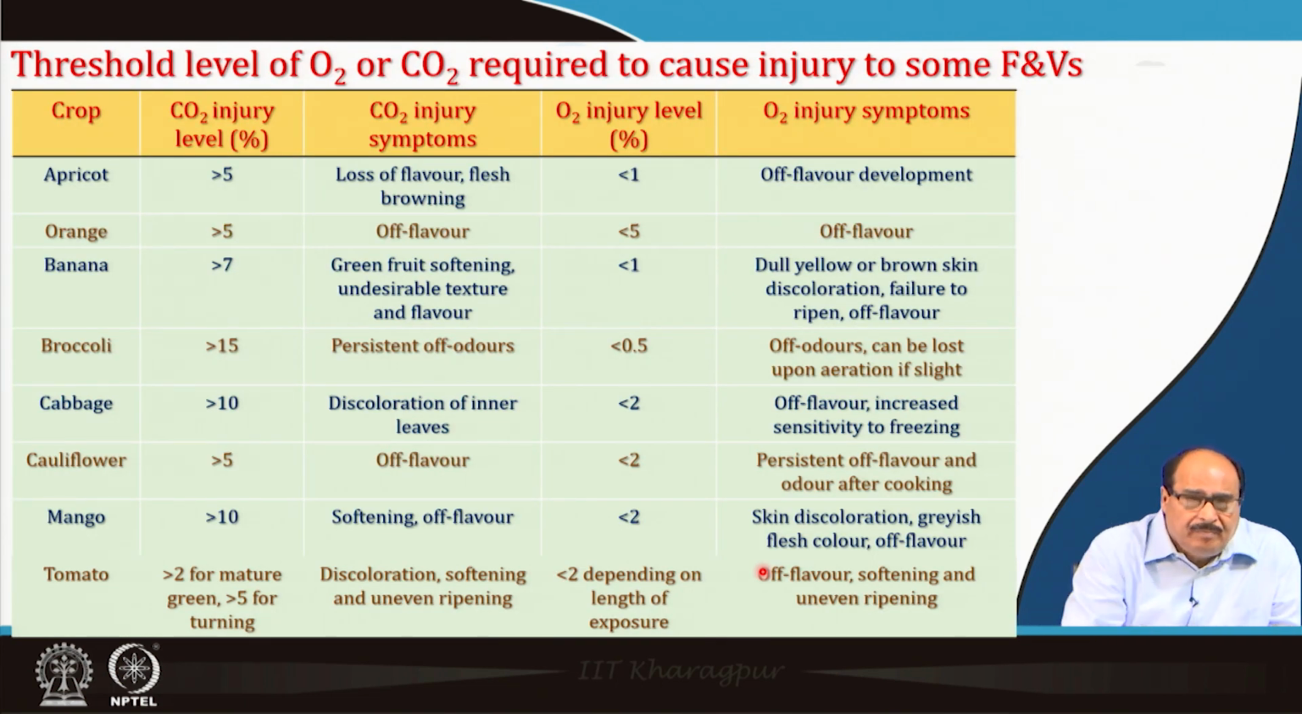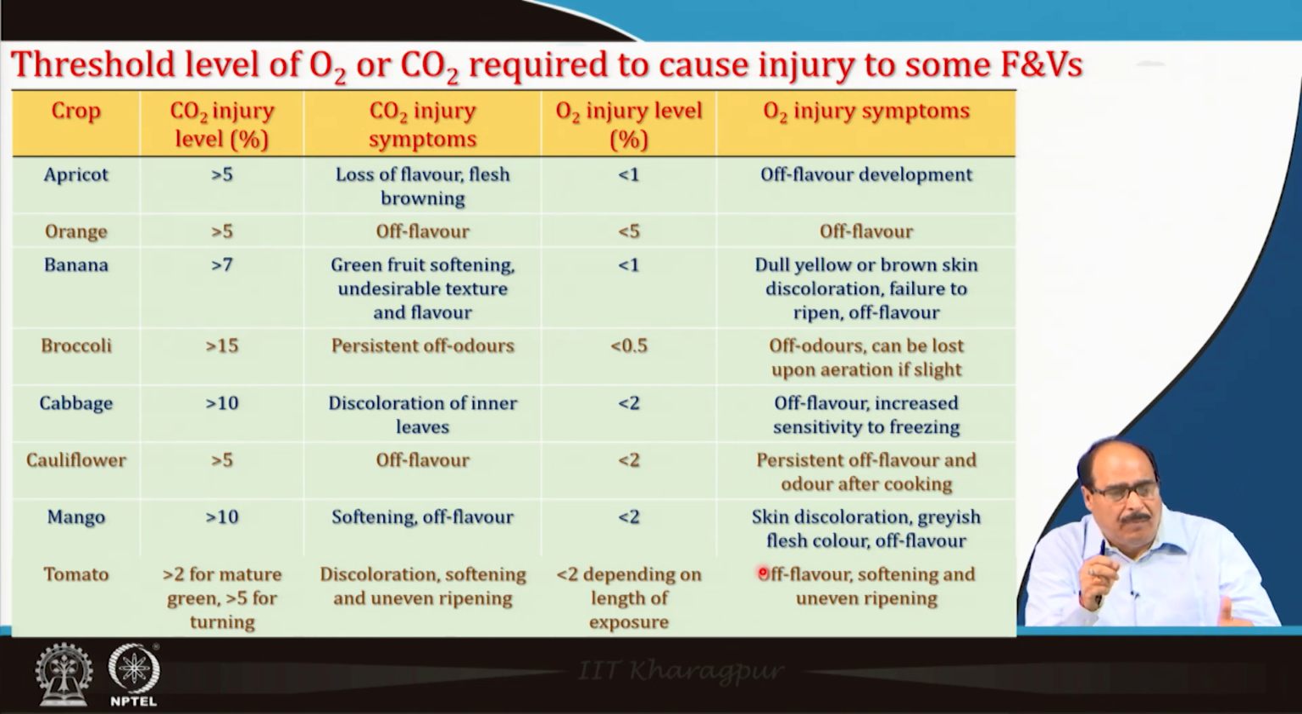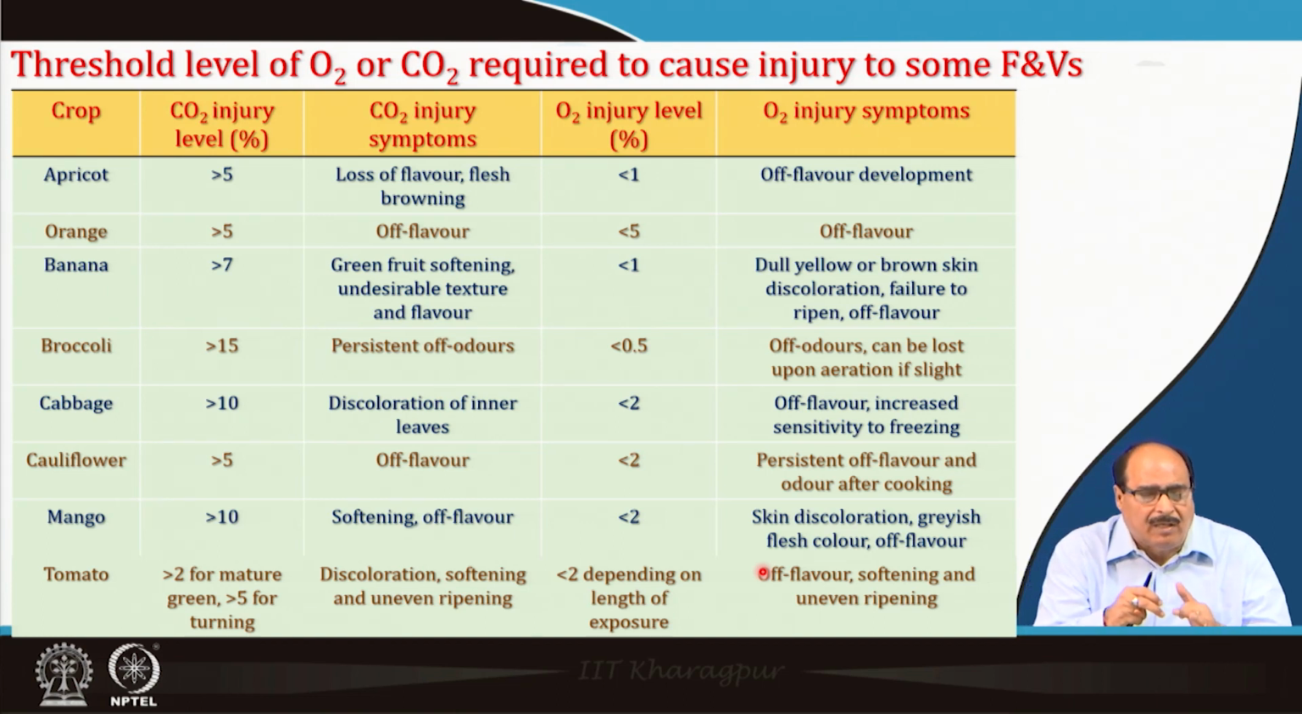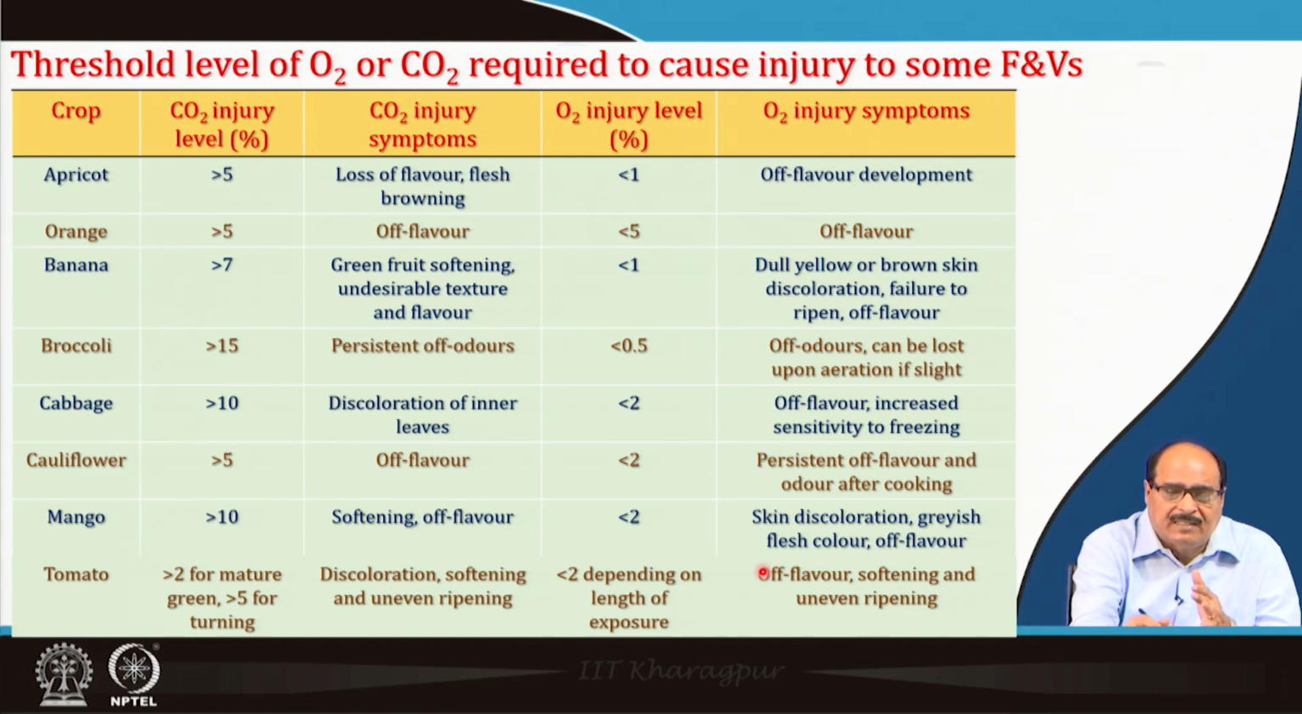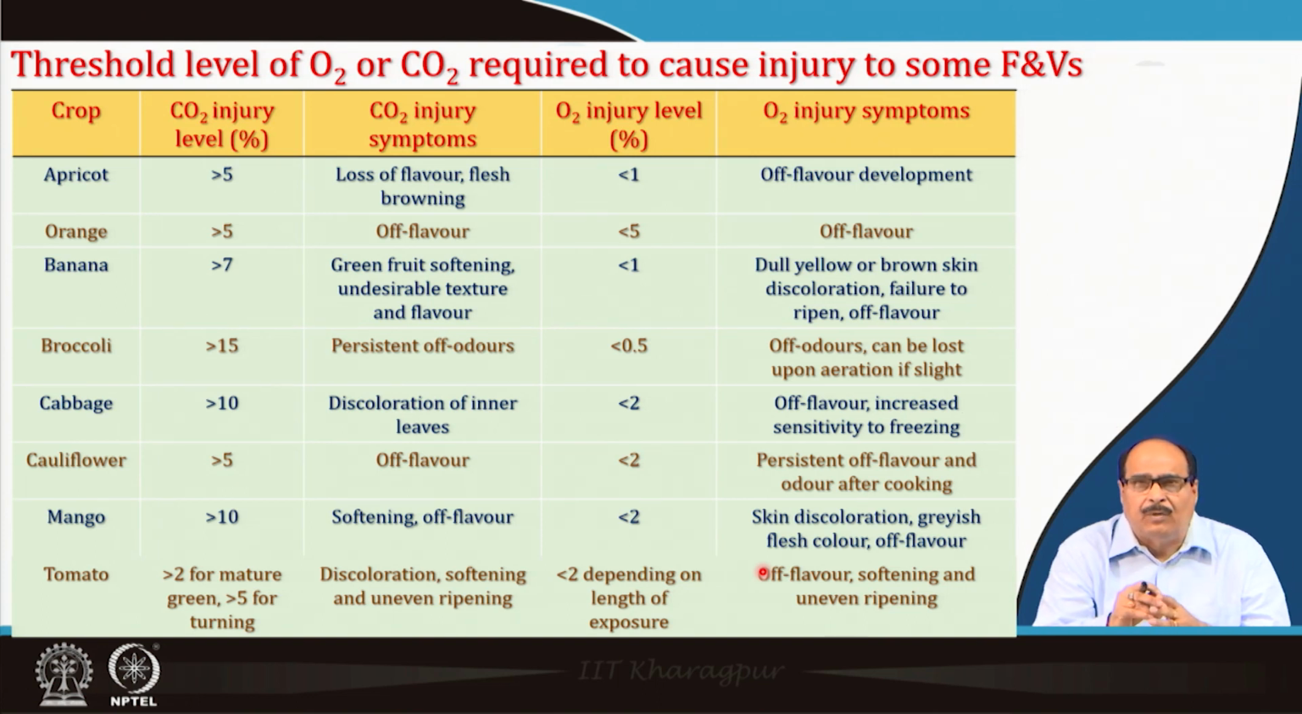Here in this table, the threshold levels of oxygen or carbon dioxide required to cause injury to some fruits and vegetables are given. For example, for apricot, the CO2 injury level is a maximum of 5%, and if the CO2 level goes above 5%, there will be loss of flavor, flesh browning, etc. Similarly, the oxygen injury level is less than 1%. So oxygen has to be more than 1%. If it goes below 1%, there will be off-flavor development, etc.